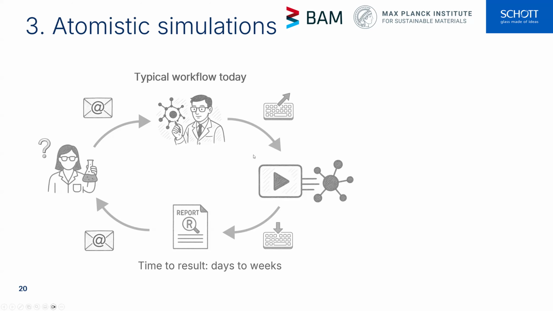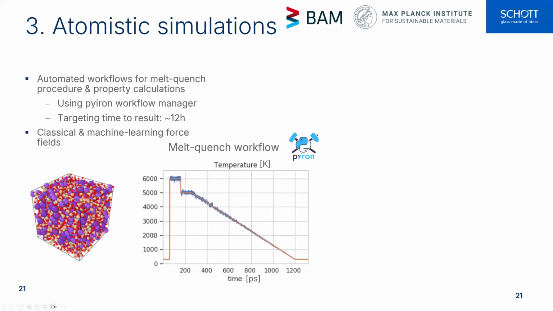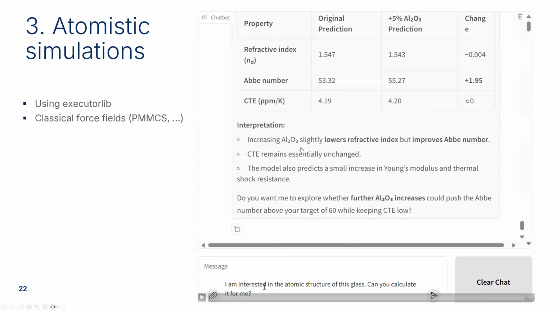And so what we're doing in the GlasAgent project together with the BAM and the Max Planck Institute for Sustainable Materials. So this is with the group of Tilman Hickel at BAM and Jan Janssen at the Max Planck Institute. We are developing workflows for automating this process. And so let's have a look at how this works.